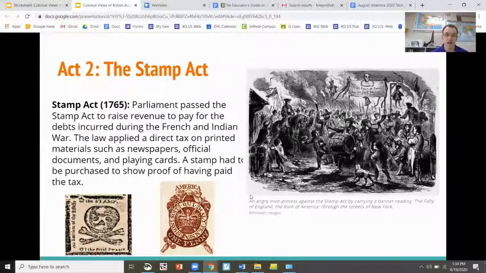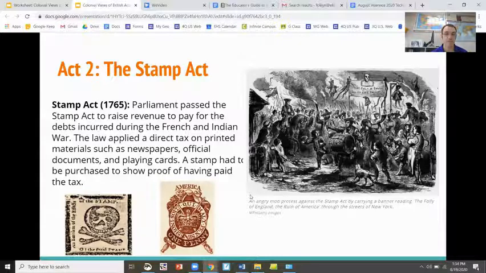This law applied a direct tax on printed materials such as newspapers, official documents, and playing cards. A stamp had to be purchased to show proof of having paid the tax. So now the colonists, when they buy a newspaper or an official document, a birth certificate, whatever it was, or something like playing cards, also have to pay this British stamp tax, and it's additional money. You can imagine for the merchants, those selling goods, this is going to increase the price of a lot of their goods, and maybe some people won't buy as many. For the colonists themselves, whenever they buy something, it's more expensive, and they don't like that.